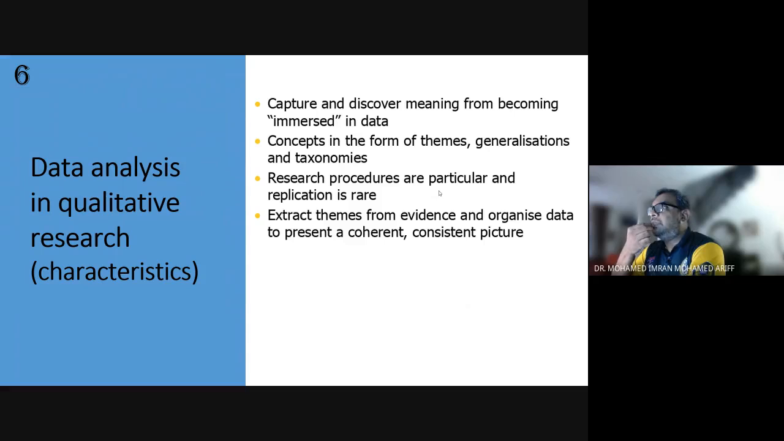Okay, qualitative. Capture and discover the meaning from becoming immersed in data. Concepts in the form of themes, generalization, and taxonomy. Research procedures are particular and replication is rare. Extract themes of evidence and organize data to present a coherent, consistent picture.